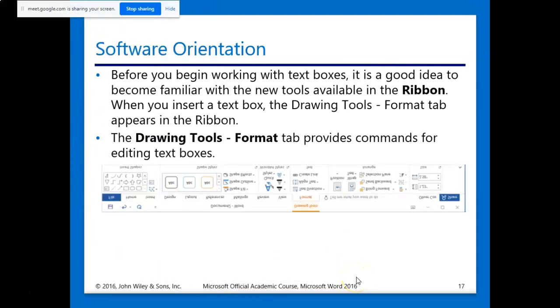Before you begin working with text boxes, it is a good idea to become familiar with the new tools available in the ribbon. When you insert a text box, the Drawing Tools Format tab appears in the ribbon. So just like when we insert a table, another tab on the ribbon appears. The Drawing Tools Format tab, which you can see here, provides commands for editing that text box.